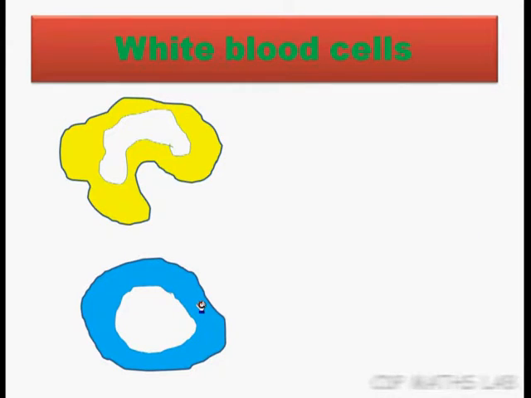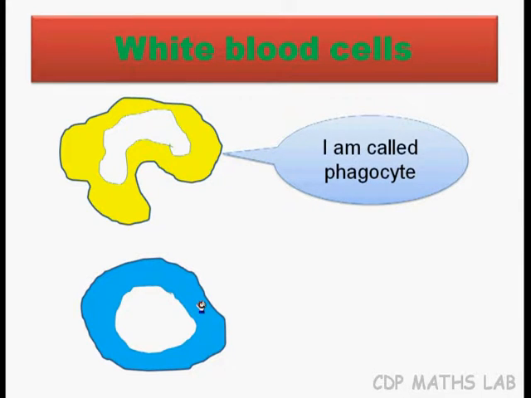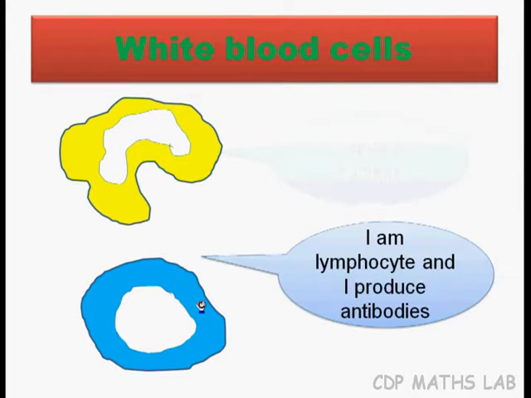White blood cells. I am called a phagocyte. Not a fish, but a phagocyte. I have a nucleus. I am a lymphocyte and I produce antibodies.